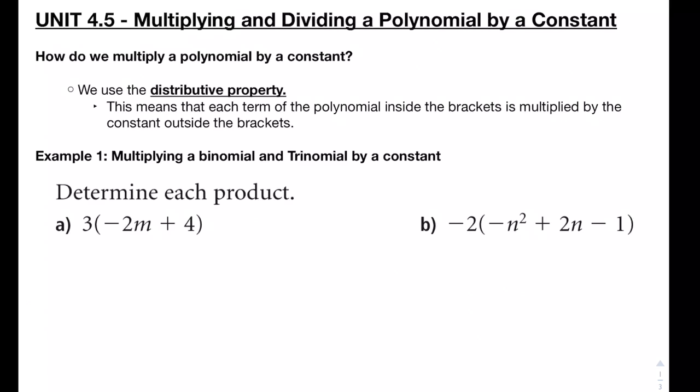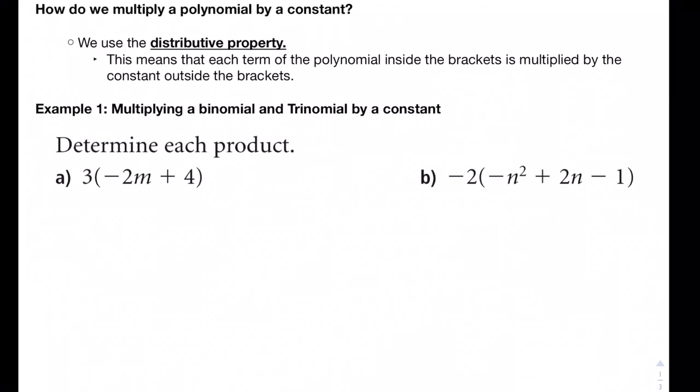If you remember what the distributive property is, all that means is that the term on the outside will be multiplying to every term on the inside of the brackets. So let me go through a few examples of how we multiply a polynomial by a constant, which just means we're multiplying the polynomial by a single number.